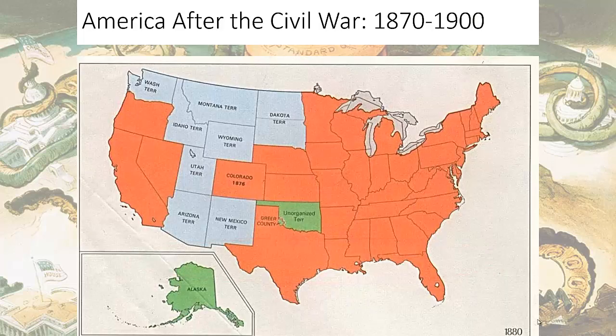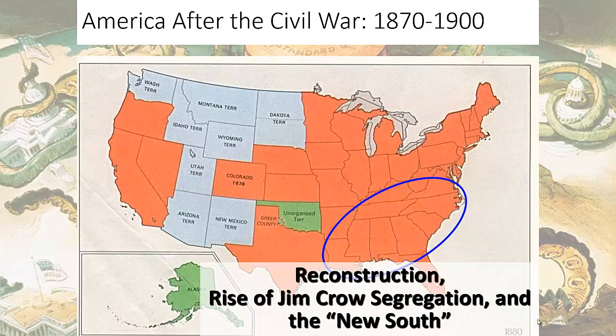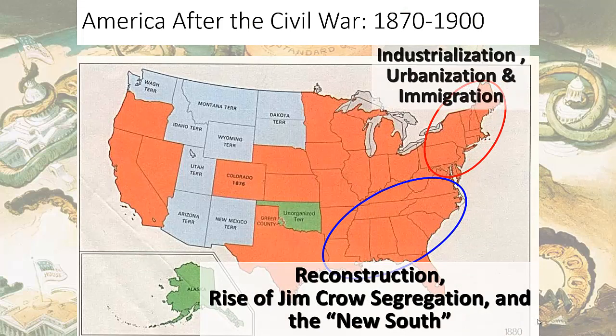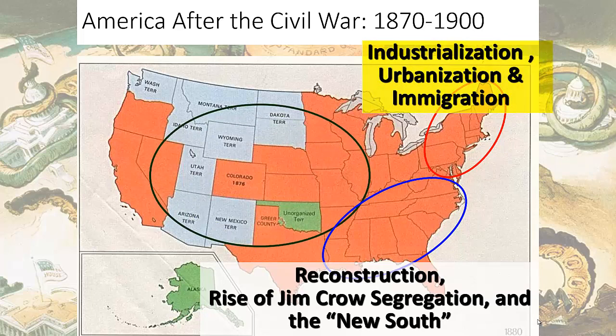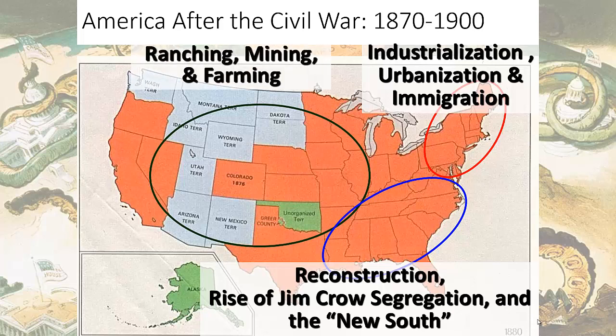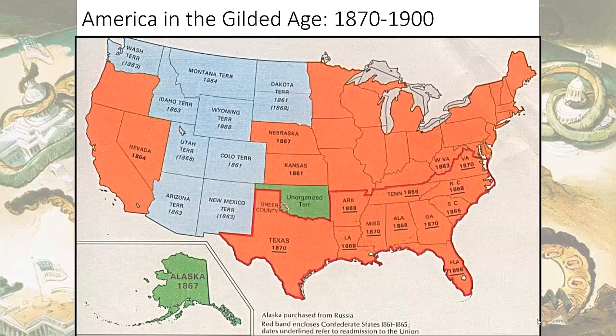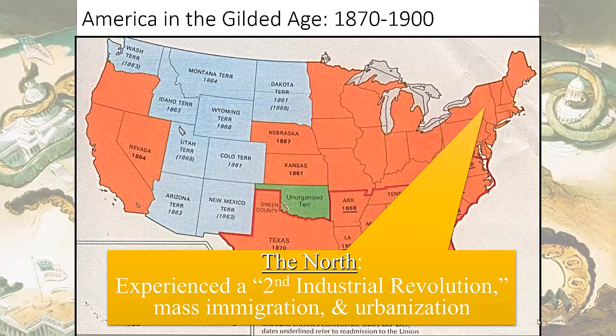So we have three regions of the country part of this national market economy. We'll talk more about the South. We've already talked about Reconstruction last year, though. And for New England, we're talking about the izations: industrialization, urbanization, and immigration. All three are fueling each other and feeding off of each other. And we've already talked about the West with ranching, mining, farming, and Native Americans. So the North. The North is experiencing a second industrial revolution, mass immigration, as well as increased urbanization.